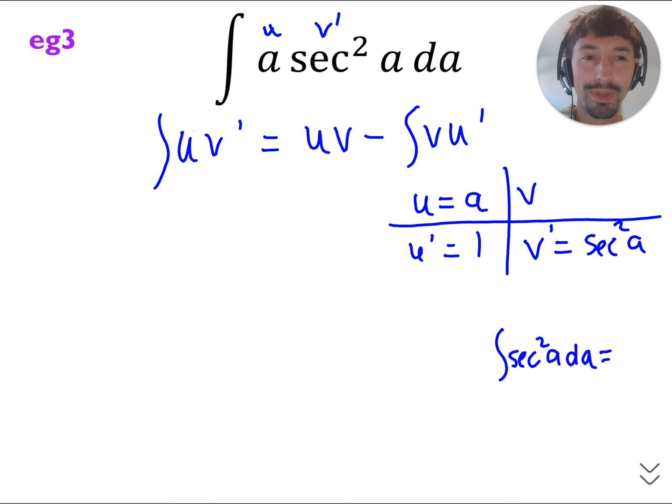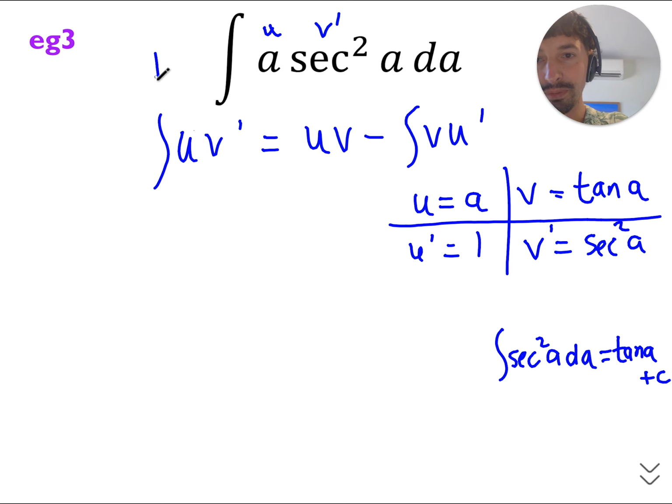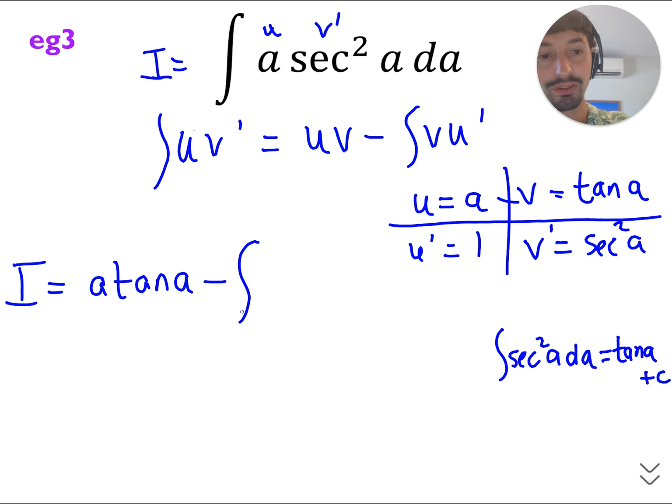If you remember from differentiation, when you differentiate tan, we get sec squared. So when we integrate sec squared, we get tan. So v is going to be tan of a. Let's put them in. I'm just going to label this I. So the integral is going to be uv, so a tan a, subtract the integral of v u dash, which is tan a da.